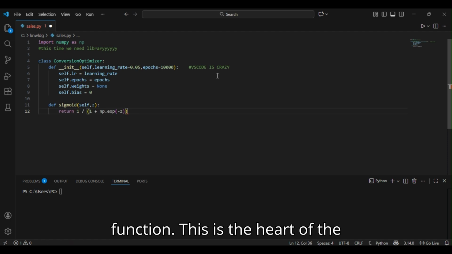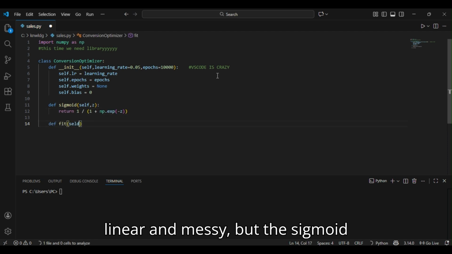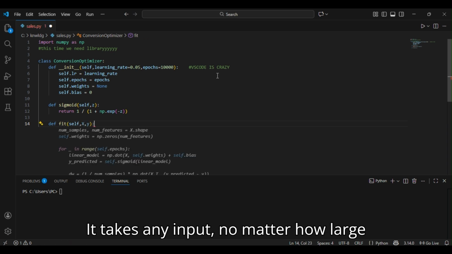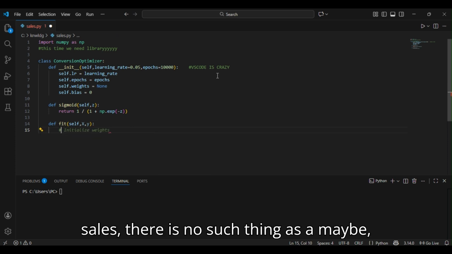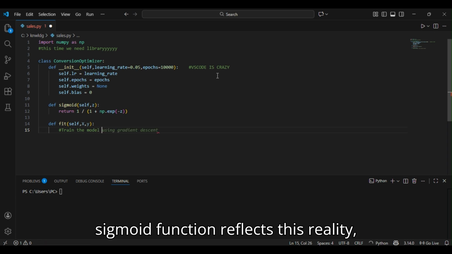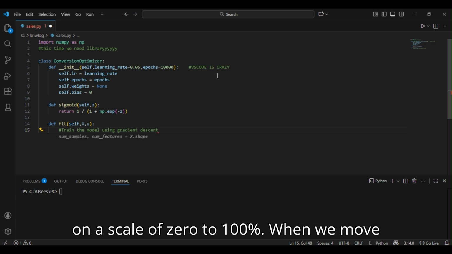Next, we look at the sigmoid function. This is the heart of the engine. In its raw form, the world is linear and messy. But the sigmoid function is a mathematical gatekeeper. It takes any input, no matter how large or small, and crushes it into a probability between 0 and 1. In sales, there is no such thing as a maybe. There is only a close or a failure. The sigmoid function reflects this reality, forcing every variable to prove its worth on a scale of 0 to 100%.